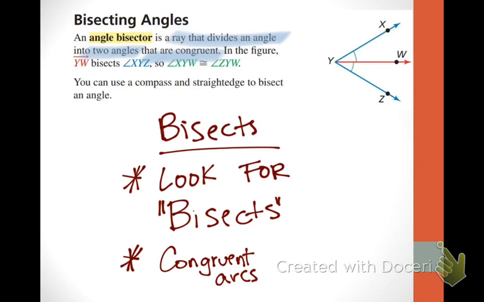There's two separate angles. So let's say this top angle is 20. What's the bottom angle? 20. So what would the outer angle be? 40. It's not a hard concept, but you can only use it if it's been bisected. So you look for the word bisect, or you look for these little arcs that we talked about.